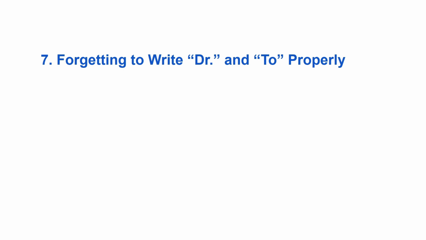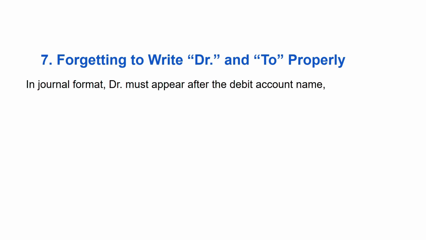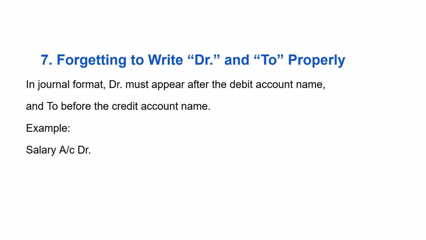Forgetting to write debit and "to" properly. In journal format, "debit" must appear after the debit account name and "to" before the credit account name. Example, salary account debit to cash account. This standard format improves readability.